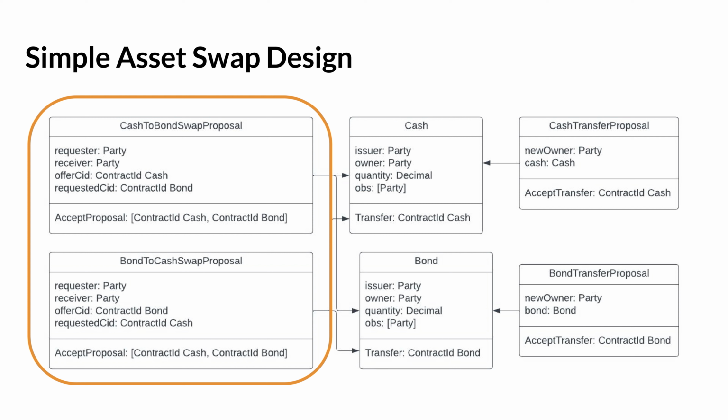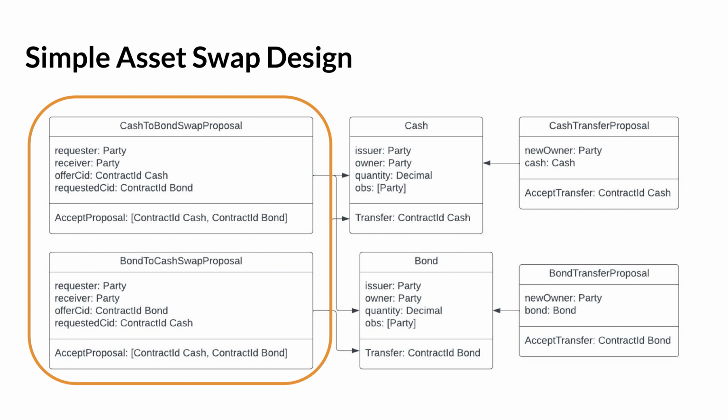Here is the implementation layer in the Assets module. The cash and bond templates implement the iAsset interface. For that, they will create an instance of the interface and implement the 4 methods: set owner, set obs, set quantity, and transfer to. Similarly, the bond transfer proposal and cash transfer proposals implement the iTransferProposal interface.